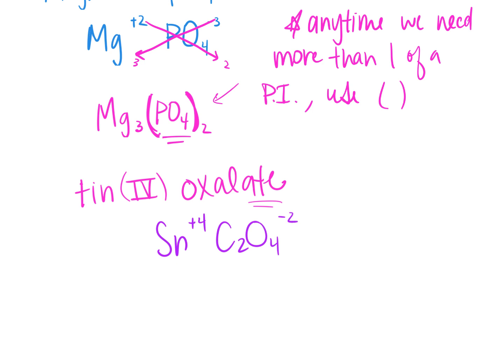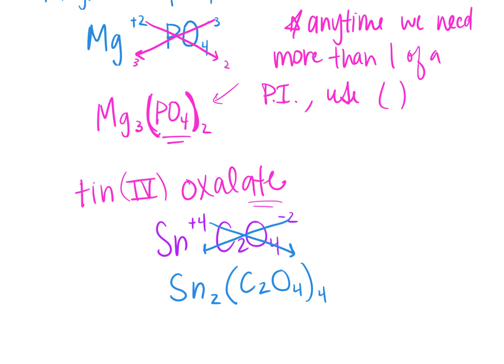C2O4 minus 2, right? I want you to notice right off the bat, we don't reduce these because it's part of its identity, right? We're not changing anything there. But we need to fit these together, don't we? So we're going to bring the 2 down and the 4 down, and it becomes Sn2, C2O4, 4.